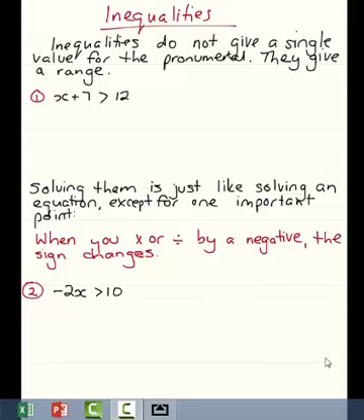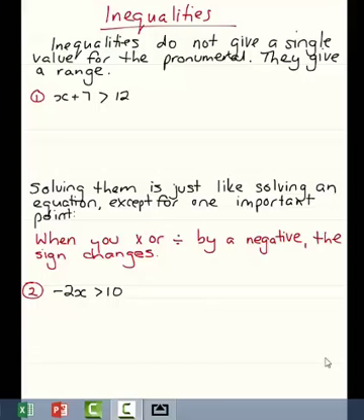So inequalities are very similar to an equation, except instead of getting one value that can satisfy it, so x equals 3, you get a range. So x is greater than 3 or less than or equal to 3. So if you look at the first example, x plus 7 is greater than 12.